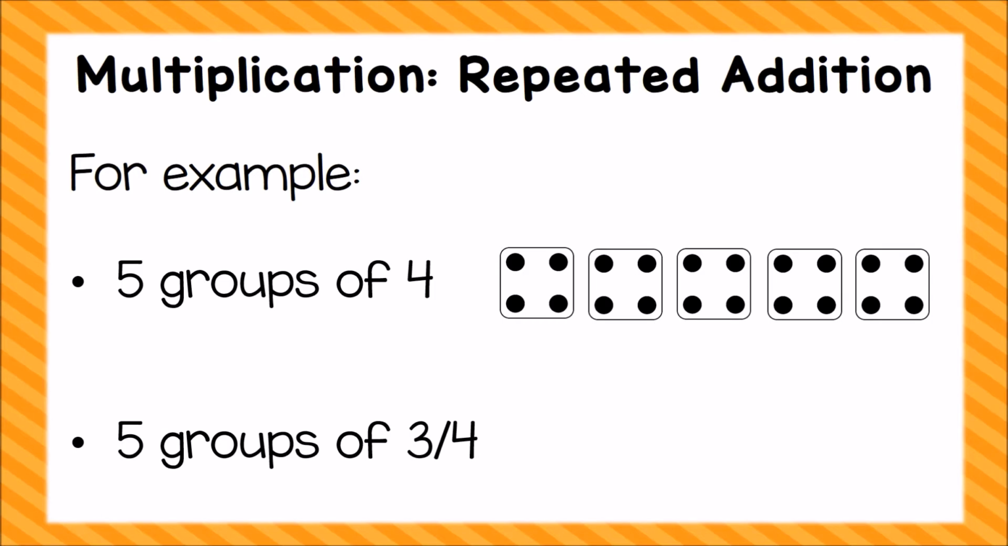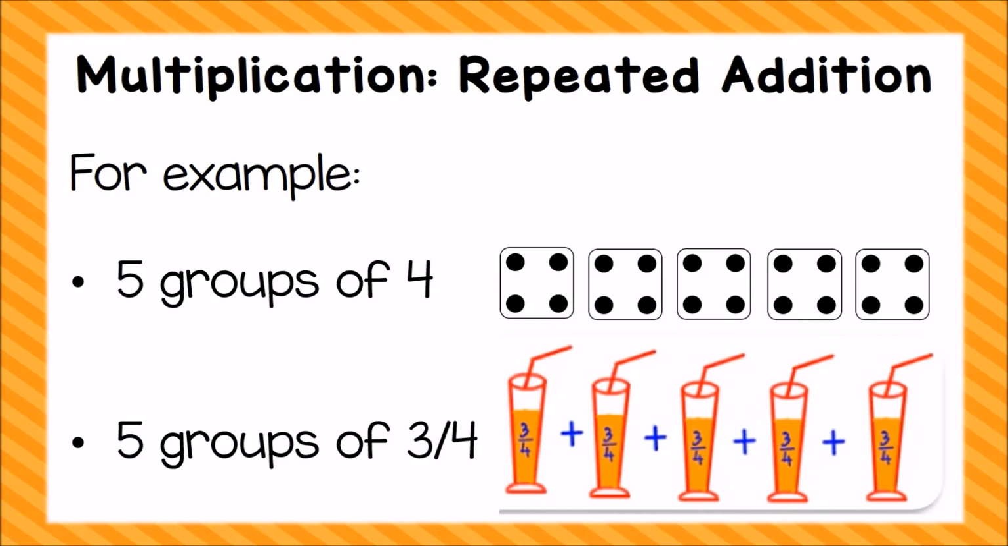Now let's take a look at what this would look like if we had a whole number of groups, but there was not a whole number of a single object in each group, or a single amount in each group. So here our example is 5 groups of 3/4. So we have 5 groups, but each group only has 3/4 of a glass of soda. We could use repeated addition here, or we could use multiplication.